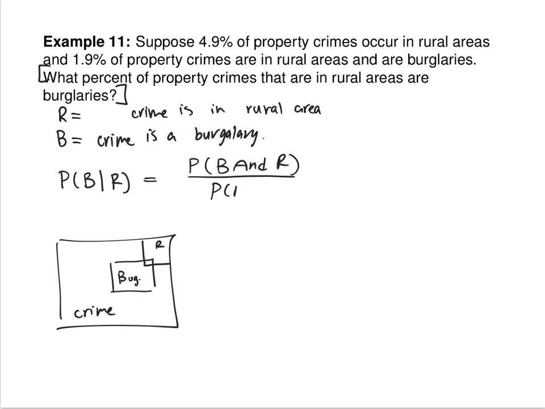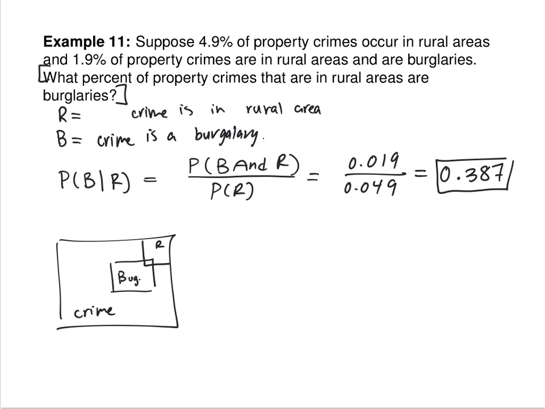Probability of R. So what's the chances that you have a burglary and you're in a rural area? 0.019. And then P of R would be 0.049. It would actually be okay if you did 1.9 over 4.9 there, it's going to work out the same. And you get 0.387. So burglaries make up almost 40% of the crimes that happen in rural areas.